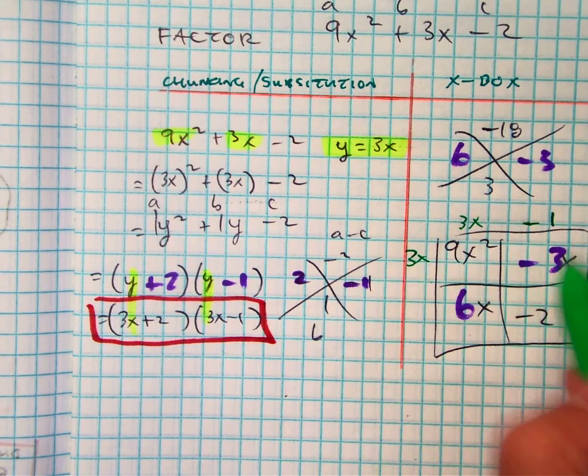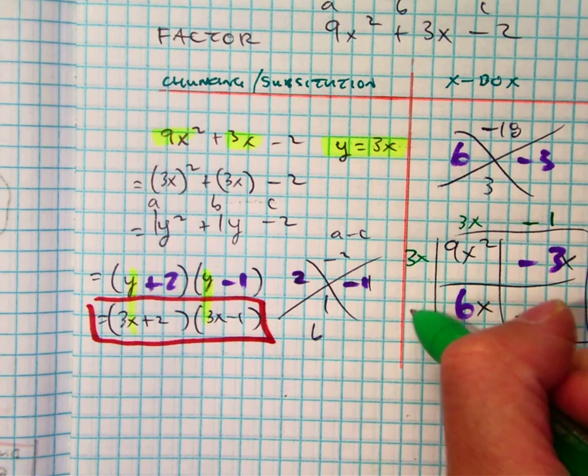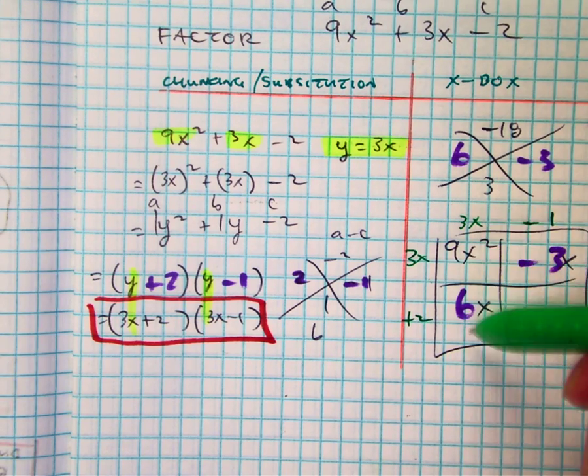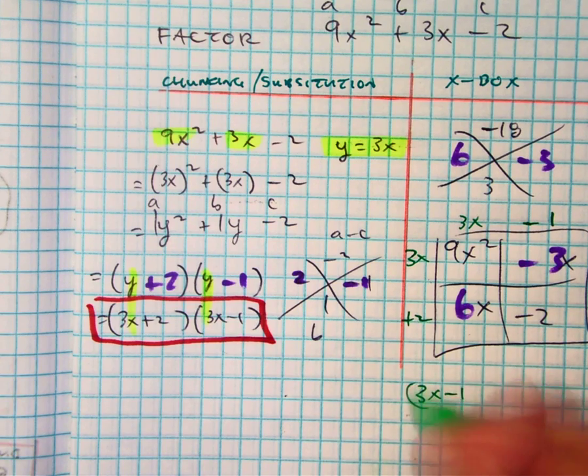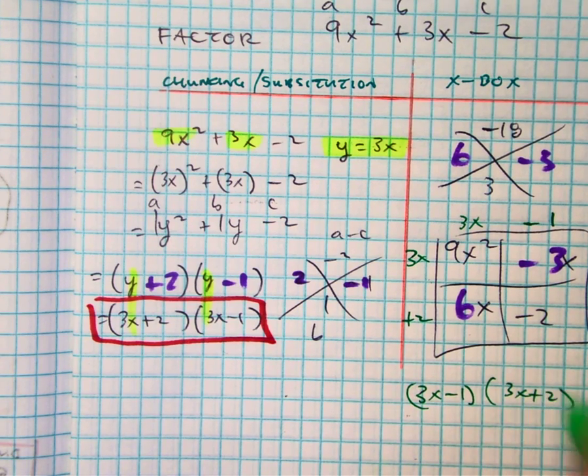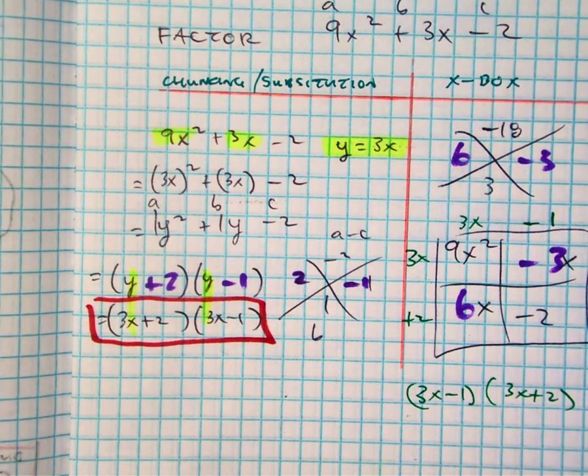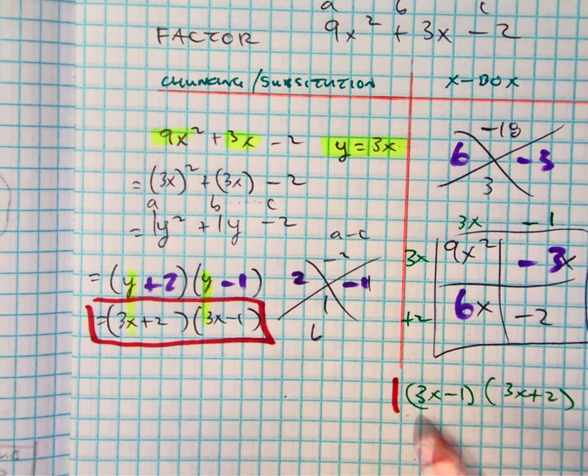Remember, you can always multiply to check. And 3x times 2, because that is our greatest common factor in this direction. So I have 3x minus 1, 3x plus 2. Raise your hand if you got that as your answer.